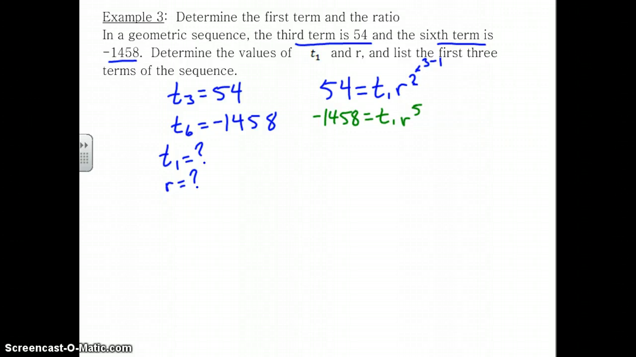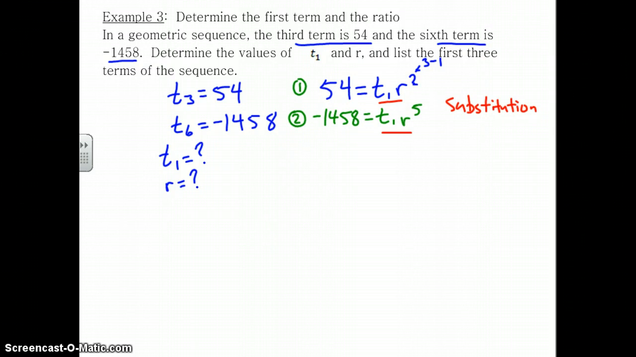Okay, so we've got two equations, two unknowns. We use substitution or elimination. In this case, since it's T1 times R squared and T1 times R to the fifth, we can't really eliminate because they're in the same one. It's not plus anything. So we should use substitution. To do substitution, what you need to do is isolate one of your variables.